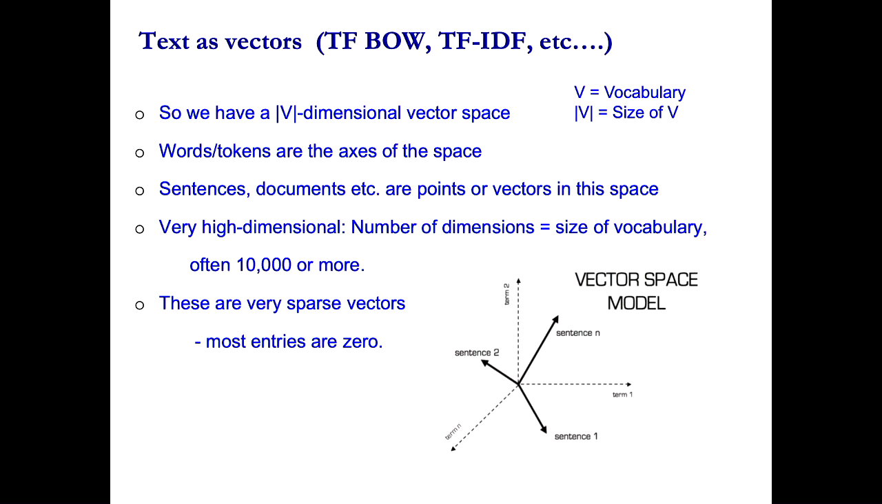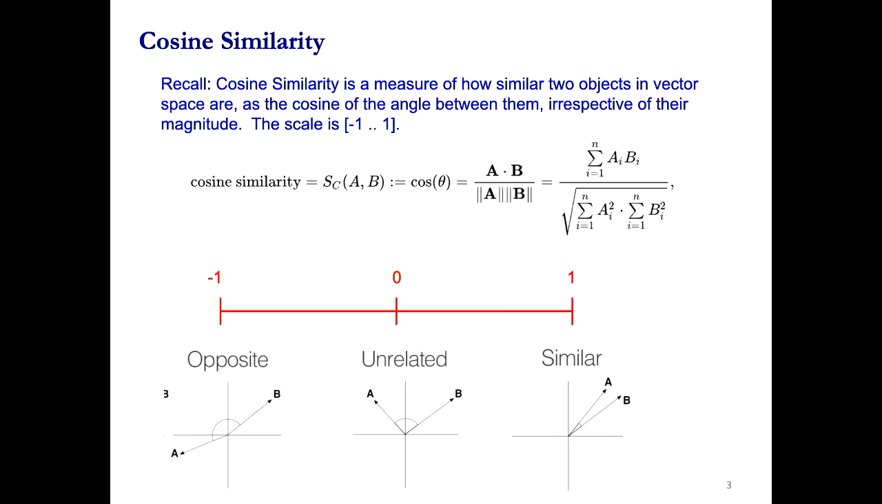You'll see this vocabulary, the cardinality of V. The words or tokens are the axes, like x, y, and z in three dimensions. Here it's three different terms, but in general this is very highly dimensional. You have a lot of words. Shakespeare used about 20,000. There are 300,000 words potentially usable in English, though most people only use on the order of 30 or 40,000. But the vectors are sparse. We'll come back to that.